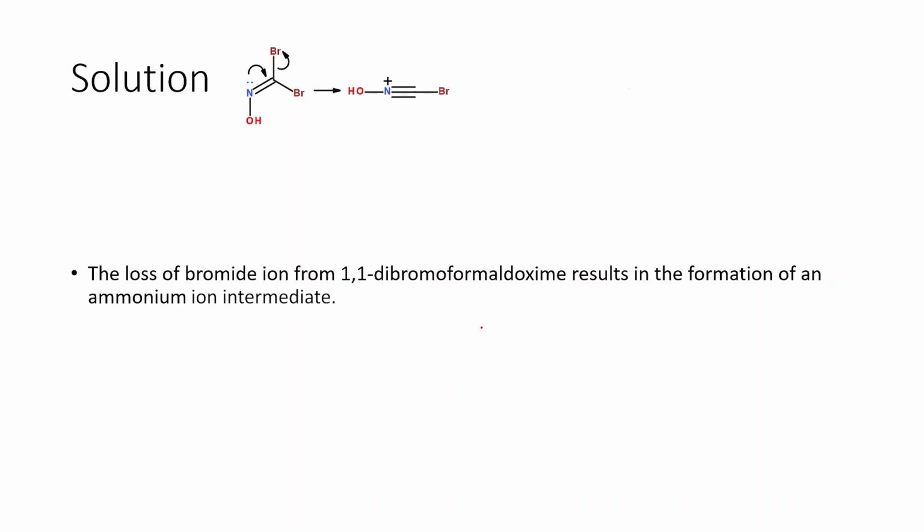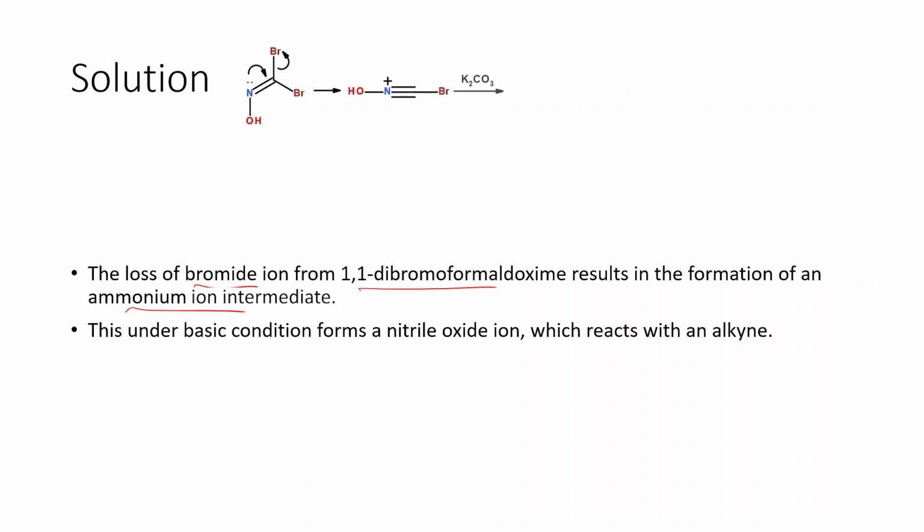So let us look at the starting bromide compound. Actually, this is a 1,1-dibromoformaldoxime. This starting material loses a bromide ion in the first step to give an ammonium intermediate as shown here. And this ammonium intermediate, when treated with potassium carbonate, that is a base, this hydrogen is actually abstracted. So we end up with the oxide anion.